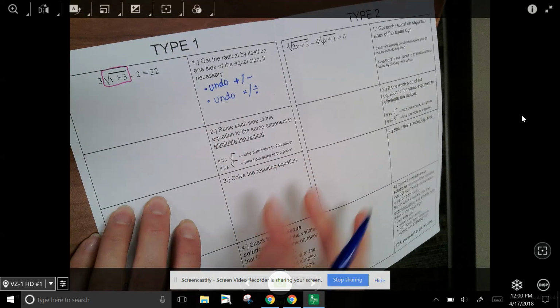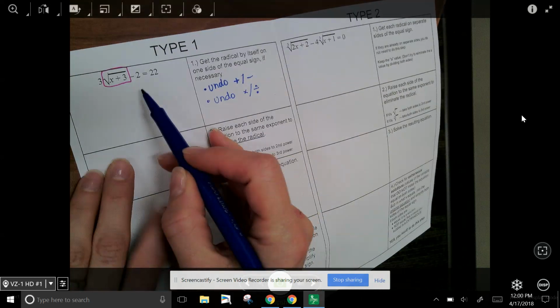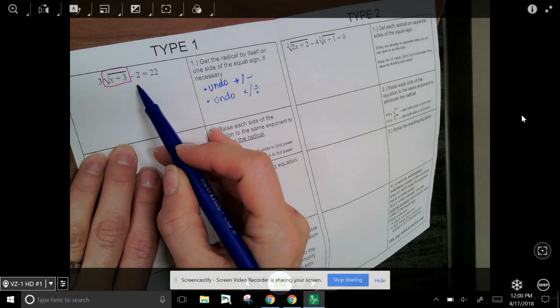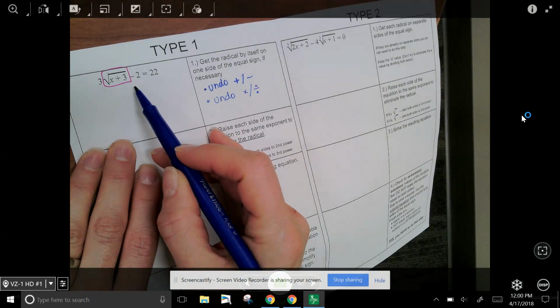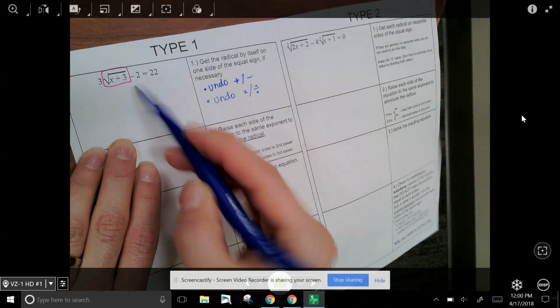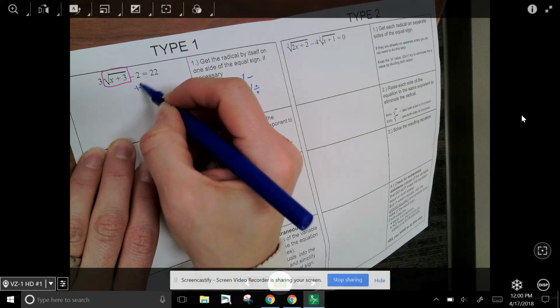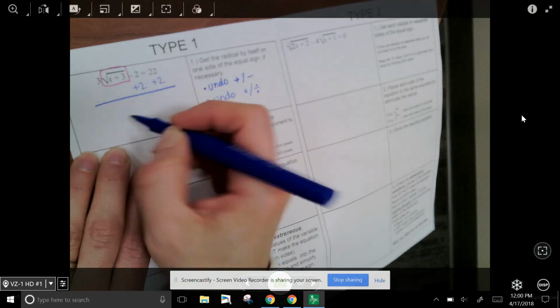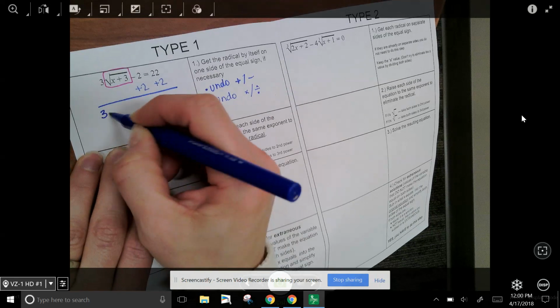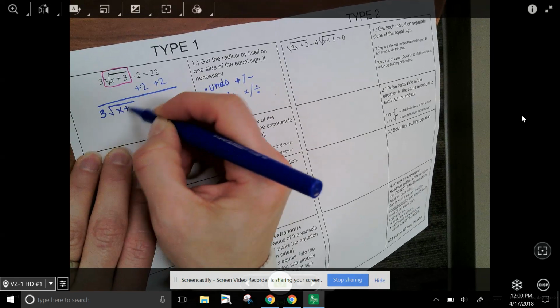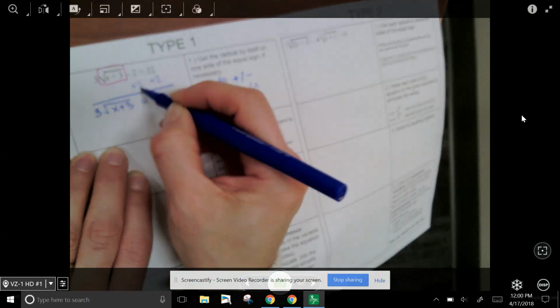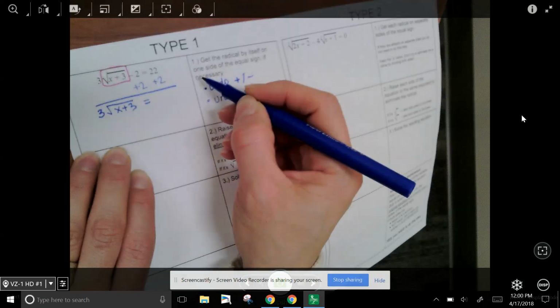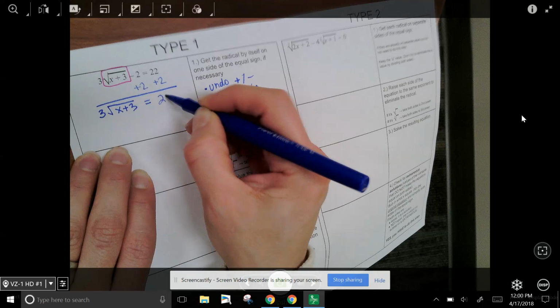So our first step in this equation is going to be to undo the -2 in order to get the radical by itself. I'm going to do that by doing the opposite. The opposite of -2 is +2. I'm going to add 2 to both sides of the equal sign. When I do that, I still have 3 radical x plus 3. These 2's cancel out, and it equals 24.